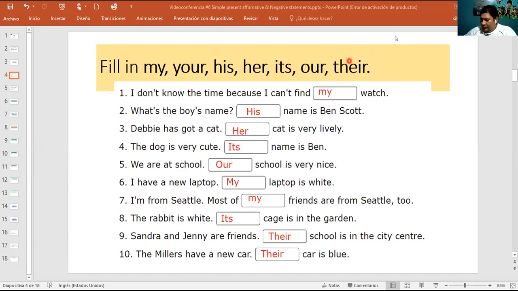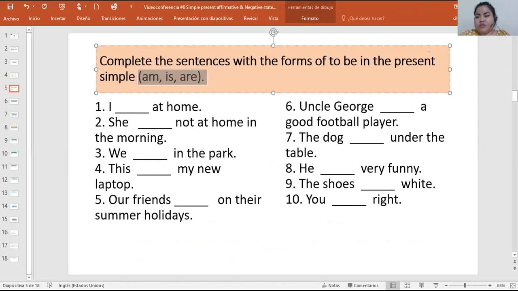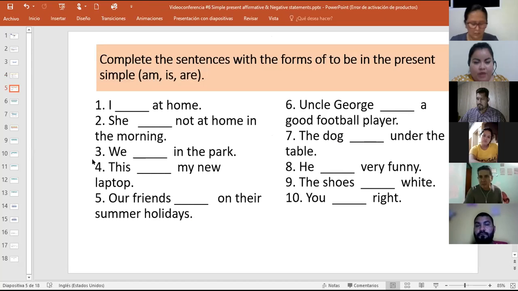Thank you. Now let's continue right now with the next exercise. This exercise is with the verb to be. We have 10 sentences, right? It's telling us to use am, is, are. Eso es lo que vamos a utilizar. Am, is, are. But we're going to do this as well individually. Lo vamos a hacer de nuevo de forma individual. Esas son las únicas 3 formas verbales que vamos a utilizar. Am, is, or are. That's it. Ok, let's start.